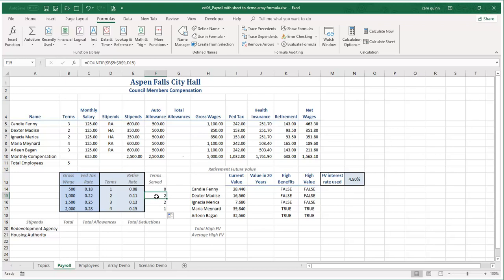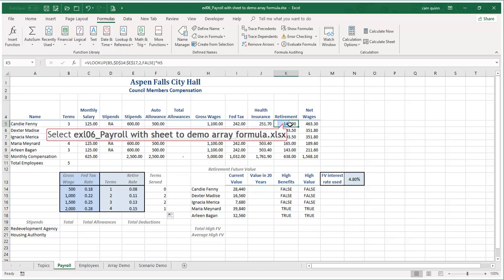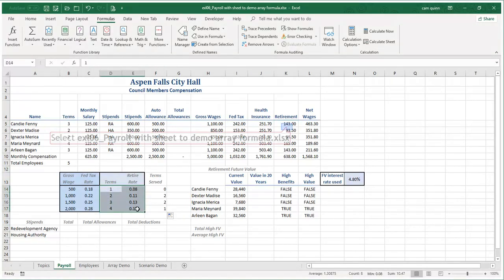So with Scenario Manager, we're going to be able to take a look at a number of different assumptions and have them side by side. There is nothing we're doing here that we couldn't do step by step. So we're going to look at K5. K5 is your retirement rate. This number here, this $143, was calculated by looking up their term in this table of values. So if the retirement rate changes, then the amount of contribution they're going to make into their pension is also going to change.